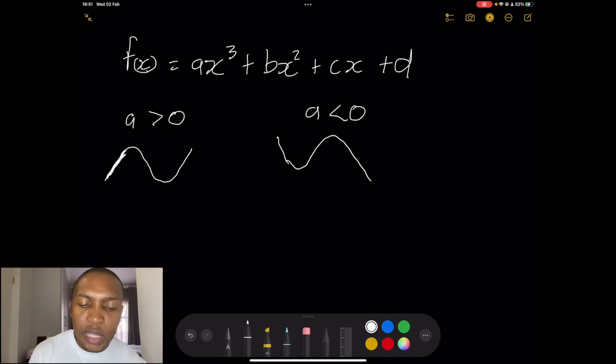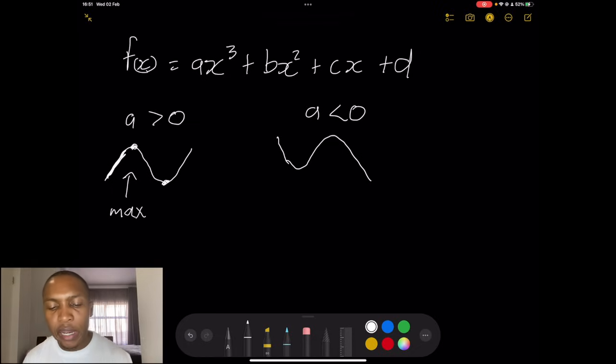When a is greater than 0, you start with a local maximum. Can you see that at that turning point, you've got a maximum? So you start with a local maximum and then a minimum. Whereas when a is less than 0, you're going to have a minimum first and a maximum after. That's very important. So the value of a, either being positive or negative, determines the shape of the graph.